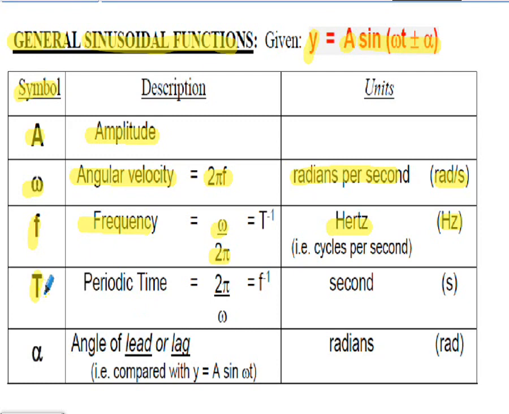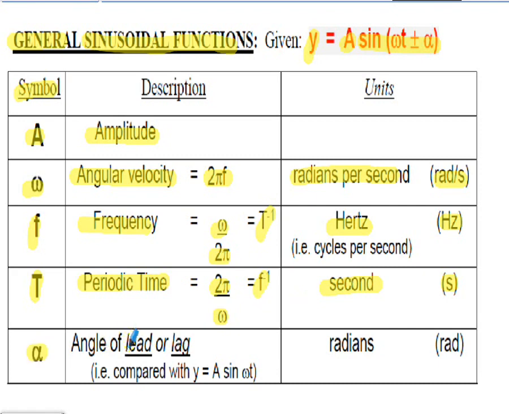Capital T is the periodic time, the time it takes to do one revolution or one cycle, and that's 2 pi upon omega. Unit is the second, s. Notice that frequency and periodic time are the reciprocal of each other. So if you have given the frequency, then to find the periodic time, you just invert the frequency value. And the same for periodic time.